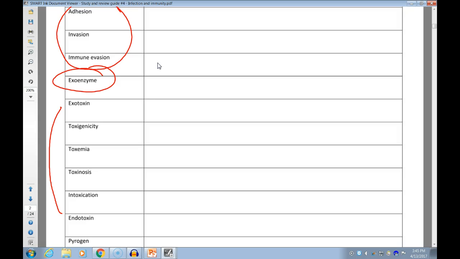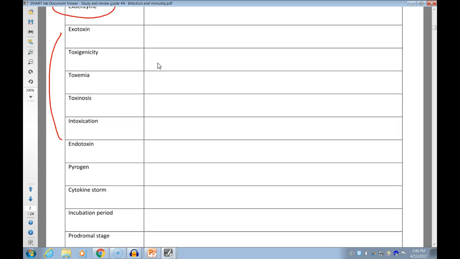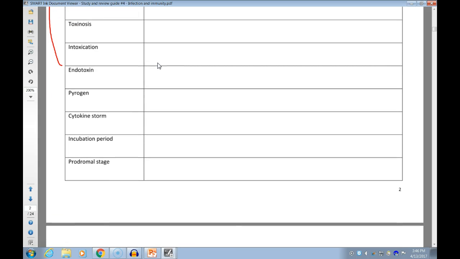Awesome. Well, terms: toxigenic, toxemia, toxinosis, intoxication, just know the definitions. Again, you will not get a question like what is the definition of toxemia, and then you have to write it down. But you have to recognize it: if it's toxemia, it's in the blood. What's a pyrogen? Cytokine storm. Again, I mentioned it's uncontrolled production of inflammatory mediators that leads to the hyperactivation of the immune system.